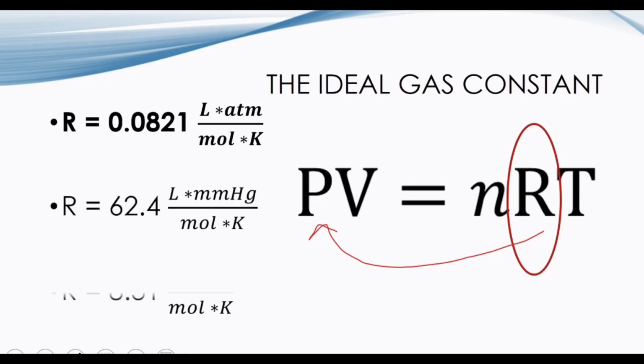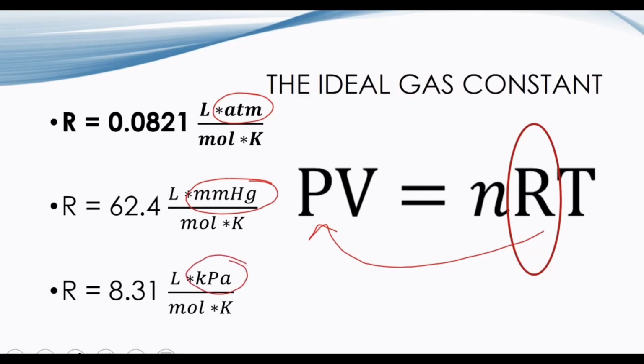So you can see here that, for example, if the question doesn't tell you what pressure is, or it does tell you that it's atmospheres, then in your calculation, you need to use 0.0821. If the problem gives you mmHg, which is torr, we are going to use 62.4. If we are told that the unit of measurement for pressure is kilopascals, then we're going to use the constant for 8.31.